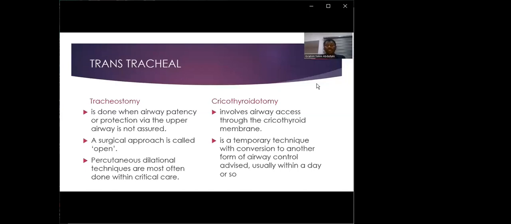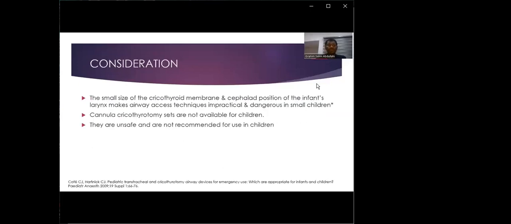Well, the cricothyroidotomy involves airway access through the cricothyroid membrane. So you need to identify the cricothyroid membrane, and then you puncture it with the size 16 cannula. Preferably, in the literature, it is described with the use of size 14. But in our own setting, the 16 is readily available. And this is a temporary technique with conversion to another form of airway control, usually within a day or so. Because it is an emergency, a definitive airway should be carried out as soon as possible.